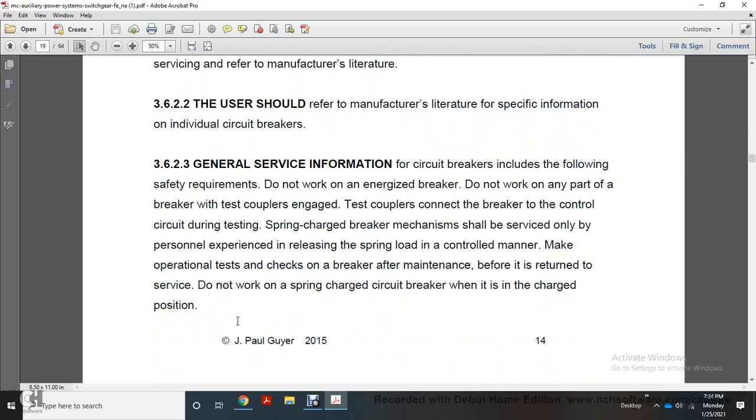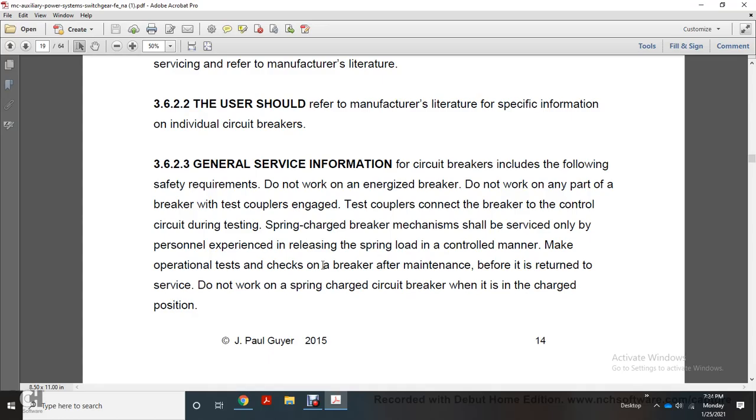General service information for the circuit breakers includes the following safety requirements: Do not work on an energized breaker. Do not work on any part of the breaker while the test couplers are engaged. Test couplers connect the breaker to the control circuit during testing. Spring charge breaker mechanisms shall be serviced only by personnel experienced in releasing spring load in a controlled manner.